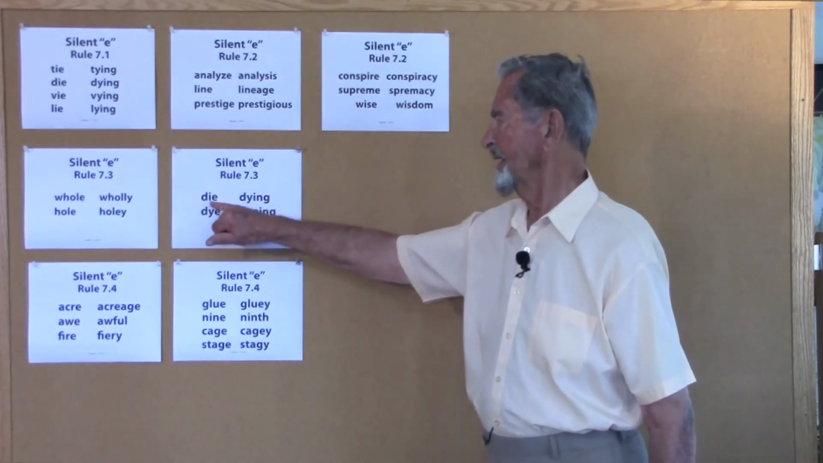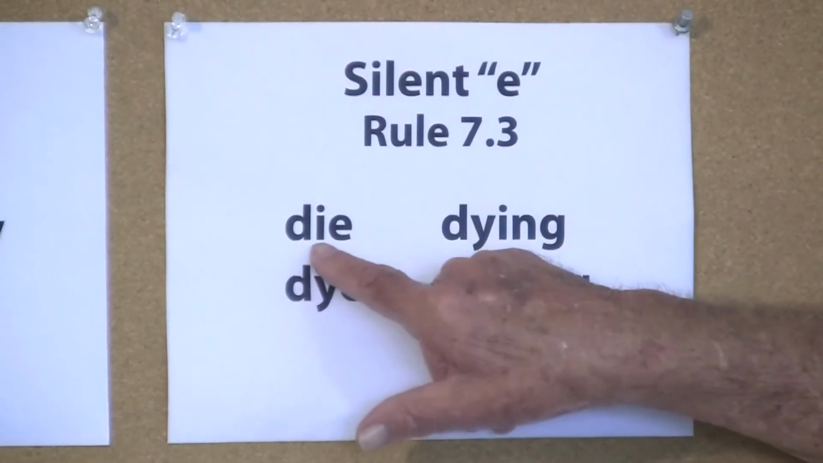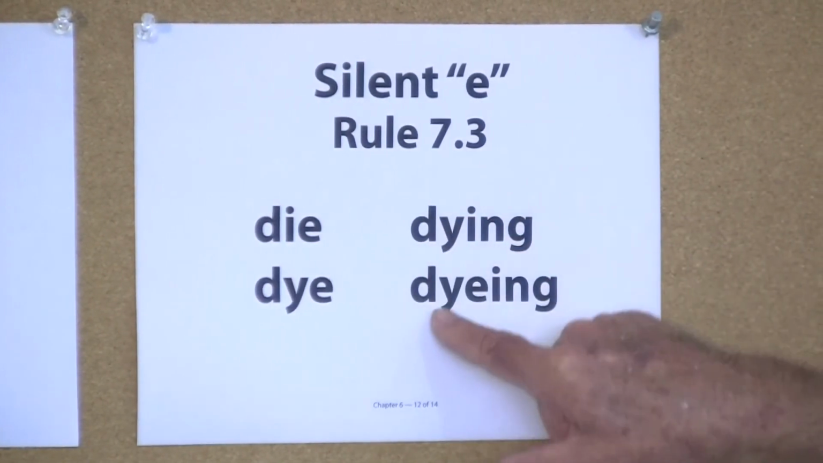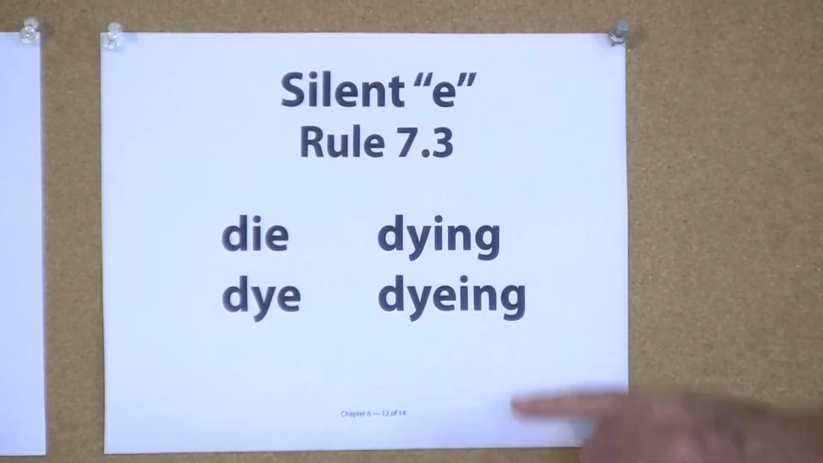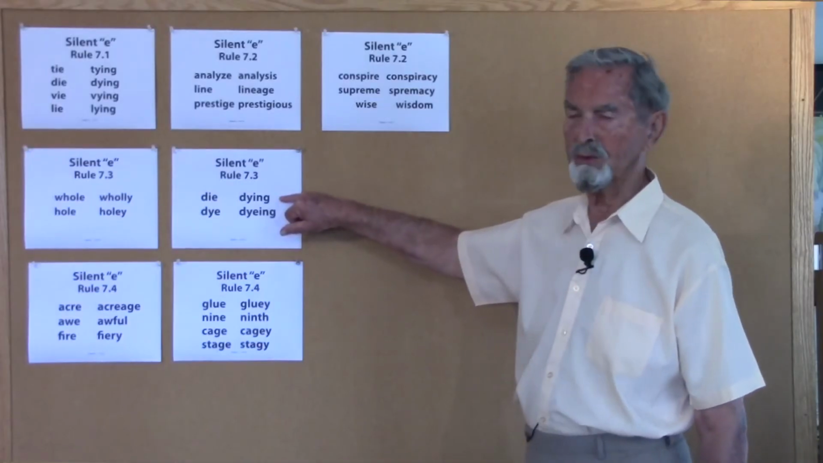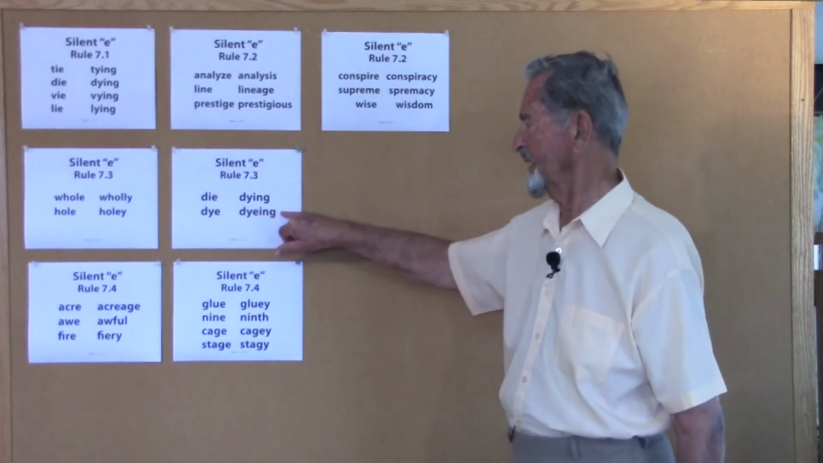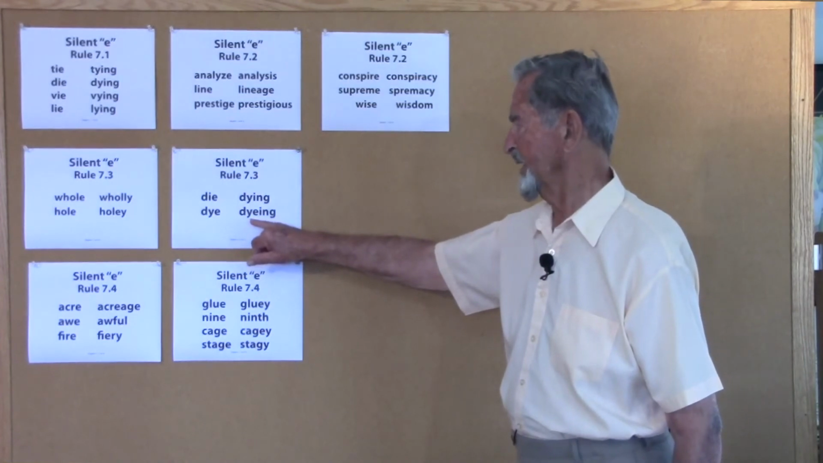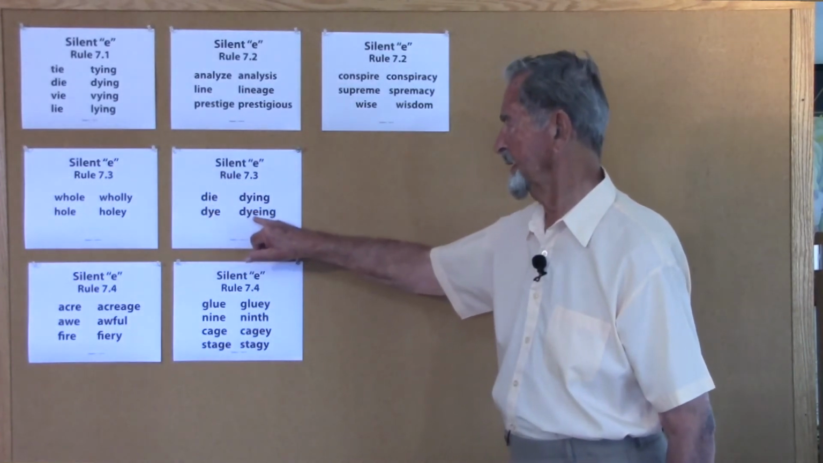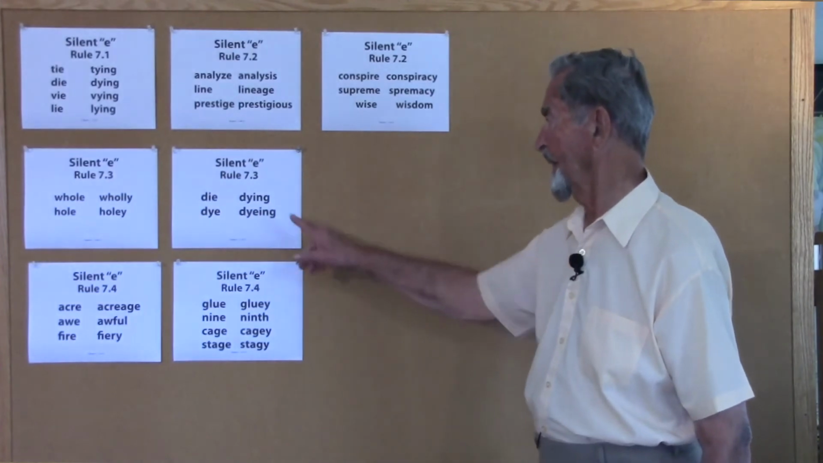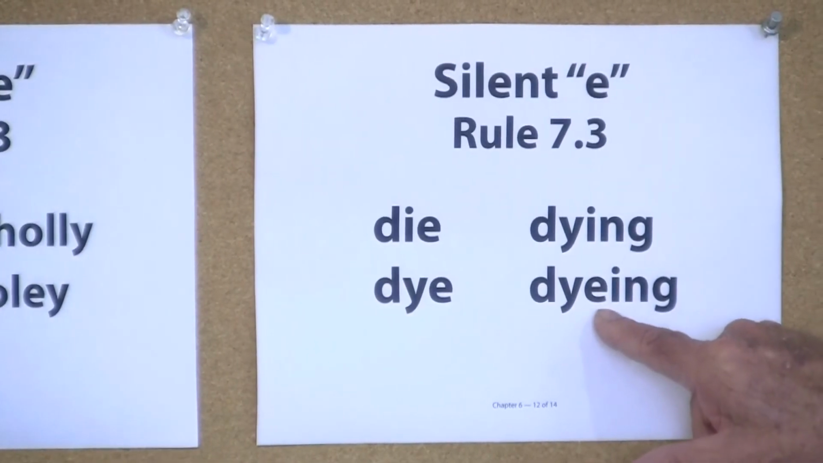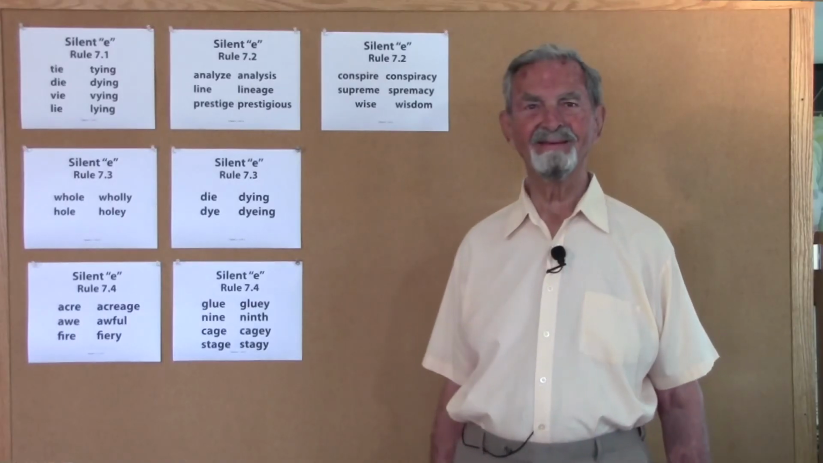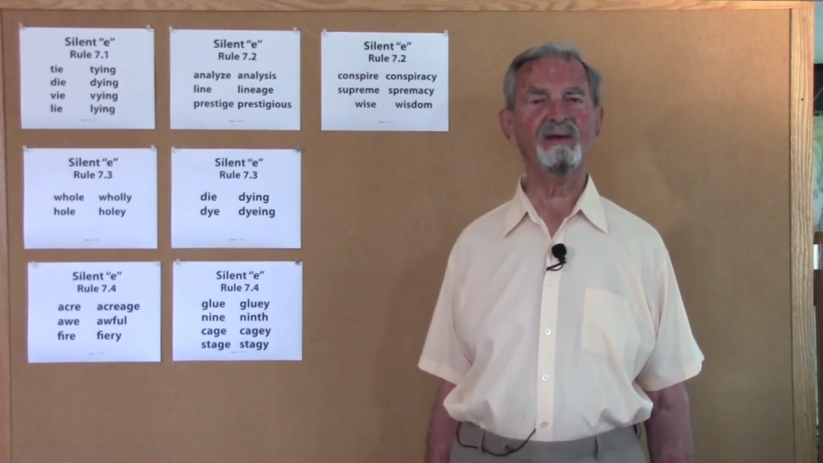Silent E, die. Here we have changed the I to a Y and gotten rid of the E. The two words, dying and dyeing. The first die is to cease to exist. The second dye is, of course, to change the color. We retain the spelling, I-E, Y-E. In dyeing, of course, we retain the E. In the first dying, we drop the E. Very good.